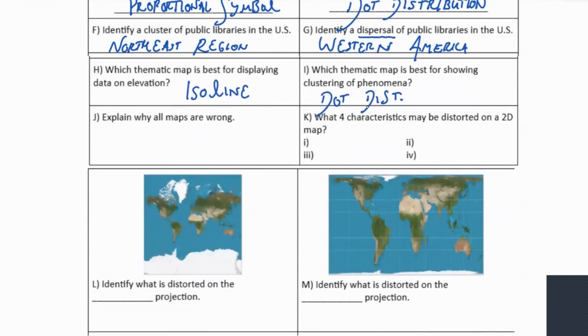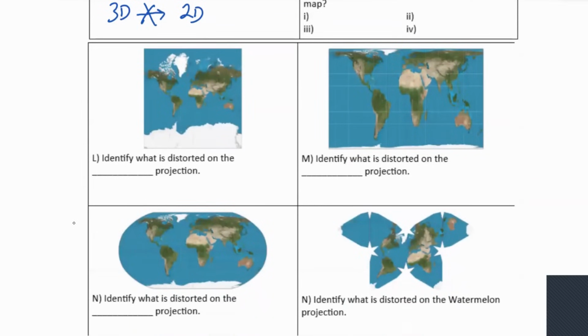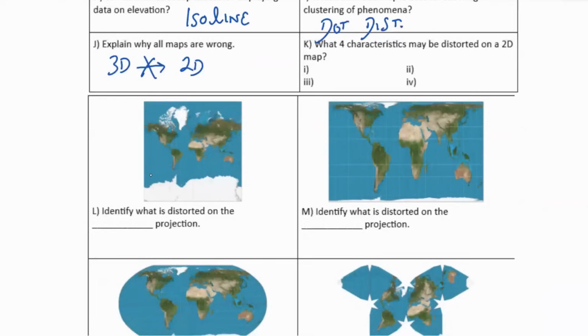J, explain why all maps are wrong. It's impossible to take a 3D globe. The Earth is not a perfect sphere, but spherical enough, and it's impossible to take something 3D and plot it to a 2D map or a 2D piece of paper. You can't do that. And so you're going to get some kind of distortion when you take a 3D solid and try to plot it on a 2D surface, like a piece of paper. And so what you get with that is distortion on maps. And we can see that with these projections up here, that we get some kind of distortion on our maps.